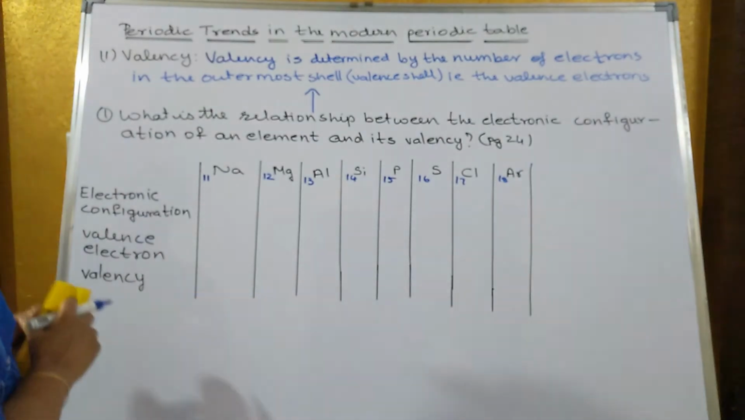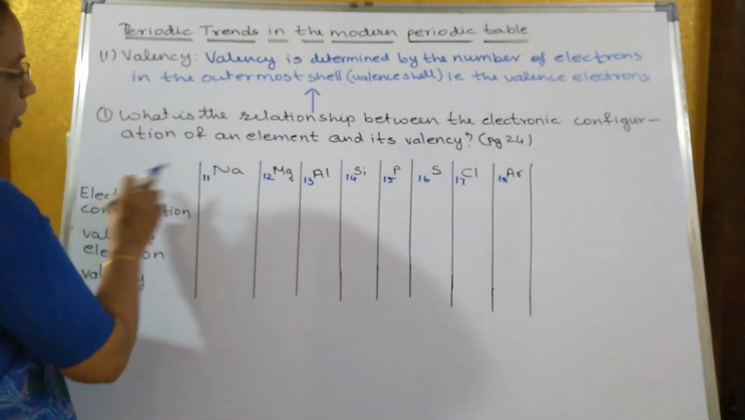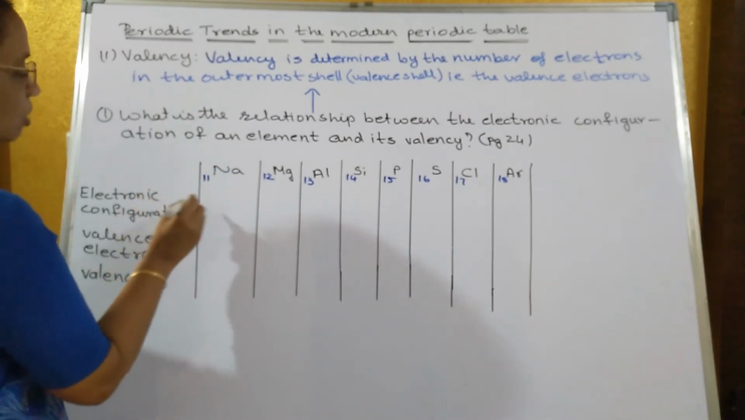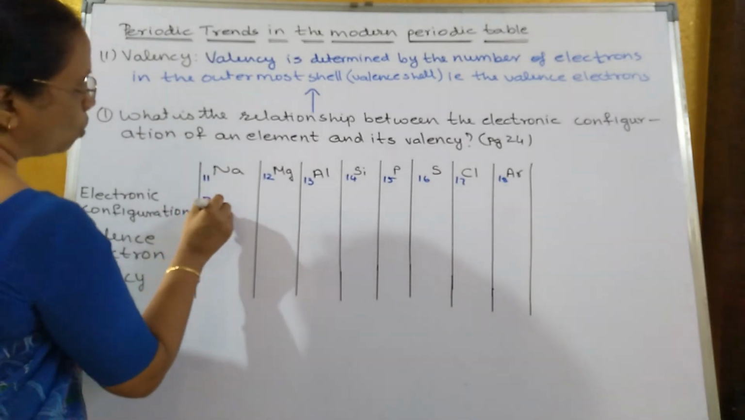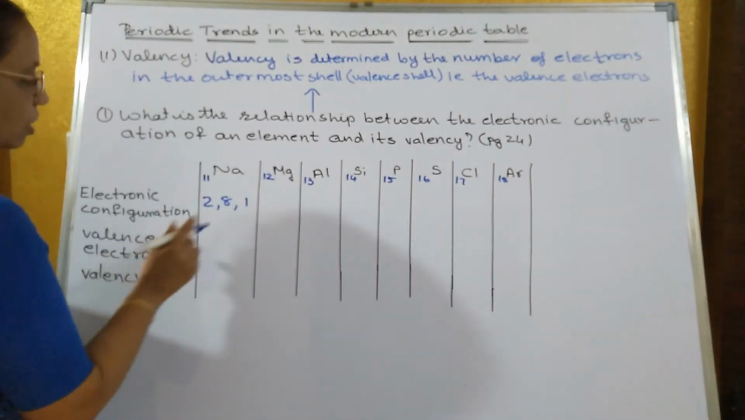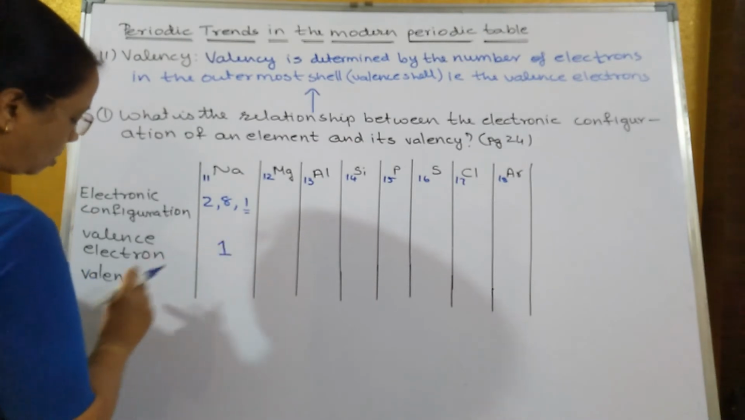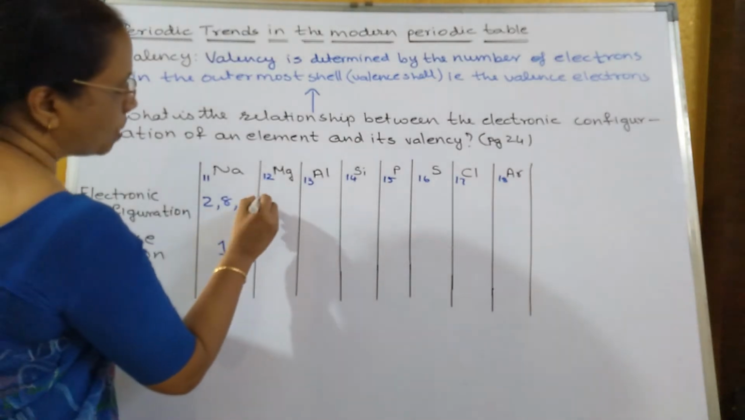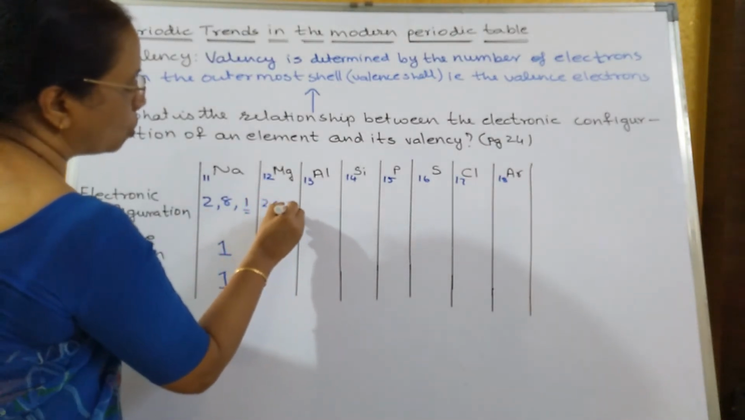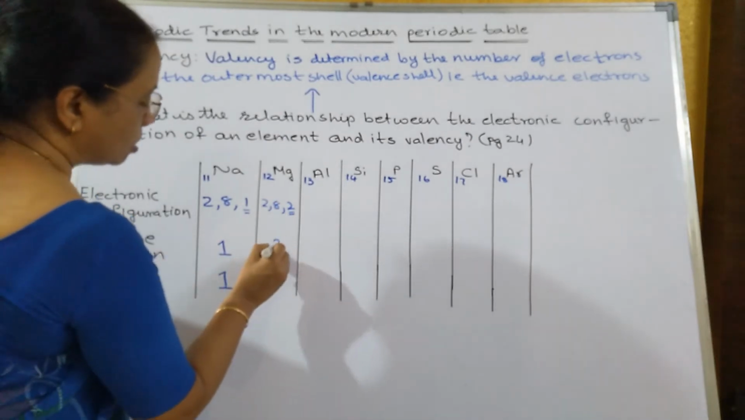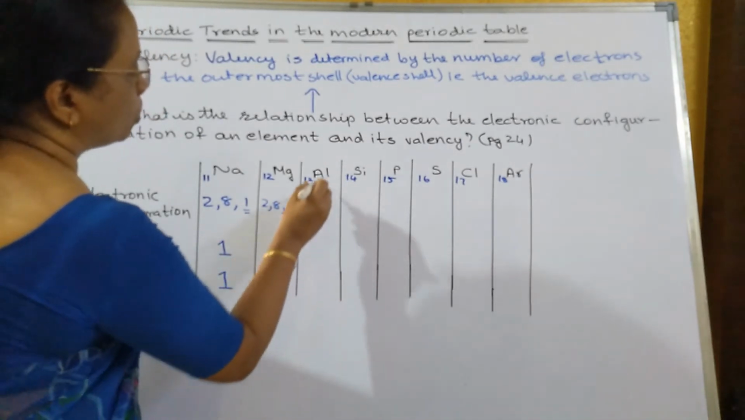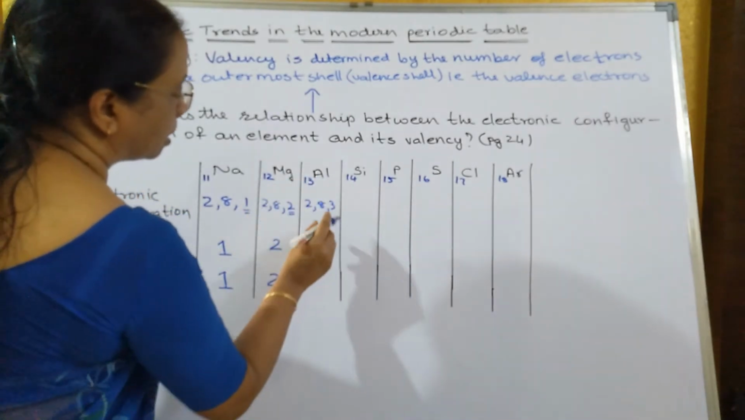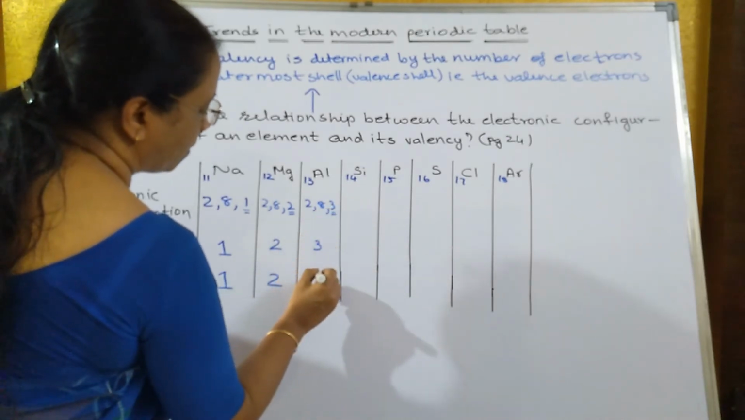Now for example, sodium, in the third period of the periodic table. Sodium's atomic number is 11, so the electronic configuration is 2, 8, 1. What is the valence electron? 1 is the valence electron. So what will be the valency? It will be 1. Magnesium's atomic number is 12, so the electronic configuration is 2, 8, 2. So the valence electron is 2, and the valency will be 2. In aluminum, it is 2, 8, 3, because the atomic number is 13. The valence electron is 3. Therefore, the valency is 3.